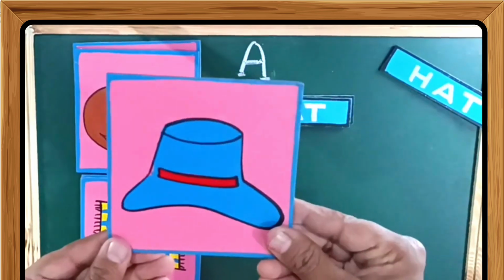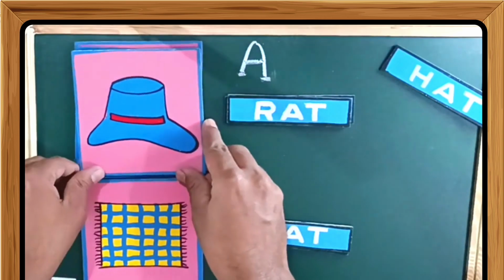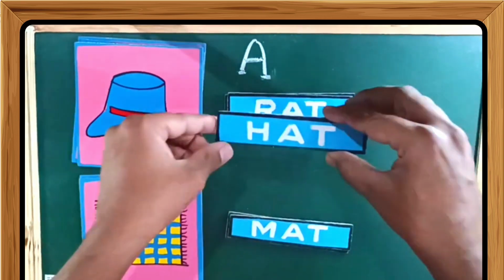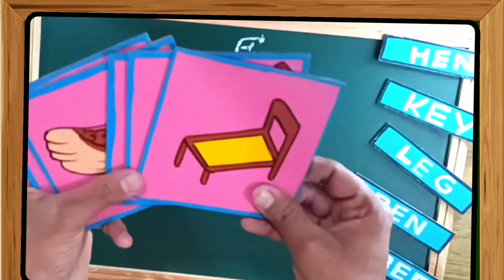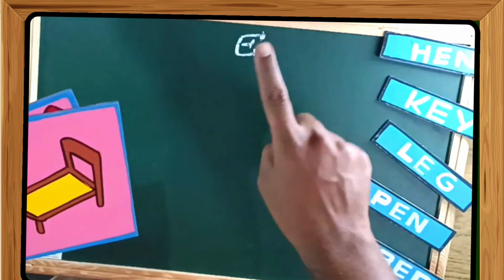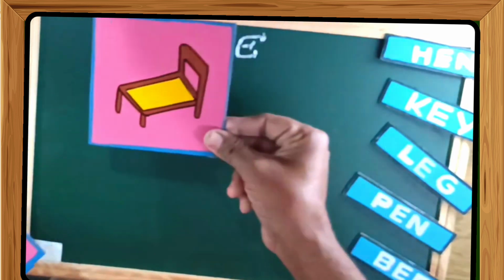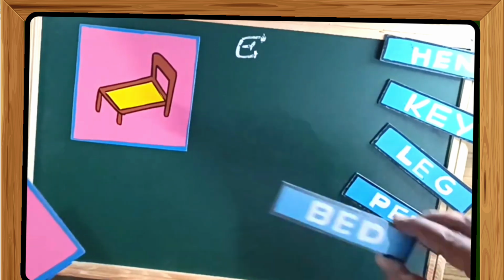Now, next, this is HAT, hat. Okay, put here. And this is HAT, hat. Very good. Yes, kids. We will talk about another English vowel, E. Okay. The first picture. This is BED, bed.